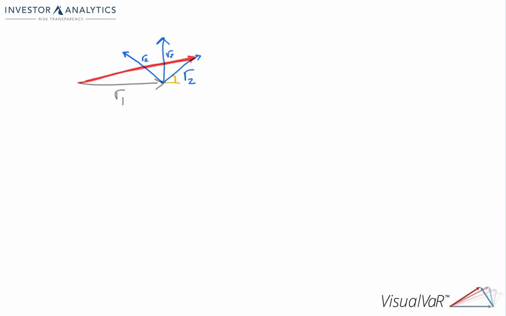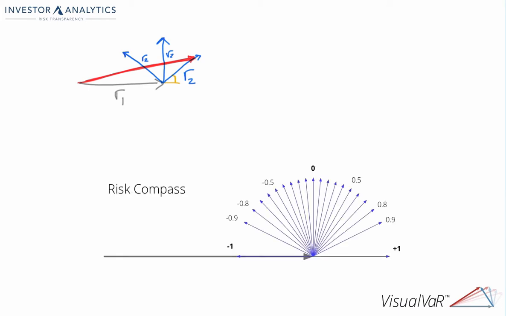So to help visualize that, Investor Analytics developed the following diagram that we call the risk compass. Now, in this diagram, the gray arrow is drawn just like it is in the VisualVaR diagram. The blue arrows here correspond to different possible orientations. They all have the same length, but they all have different orientations.